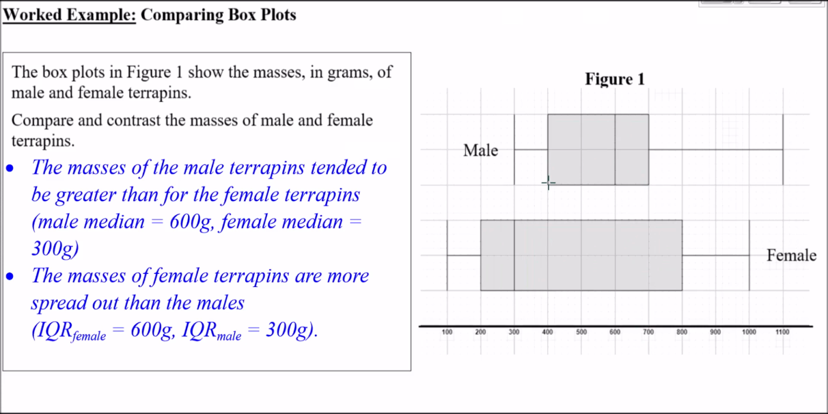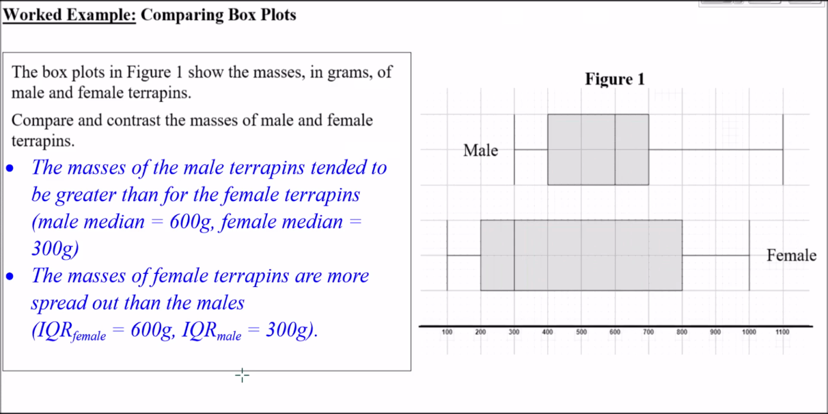Remember, in the context, interquartile range is a measure of the spread of data. And so don't just say the interquartile range of females is 600, which is bigger than the males, which is 300. Say what that means. Interquartile range is a measure of spread, so something like this will do. The masses of female terrapins are more spread out than the males. Then in brackets, this is the proof as to why your statement here is valid. So we've got a comparison of central tendency, the median, and a comparison of a measure of spread, in this case, interquartile range. And that would pick up full marks.